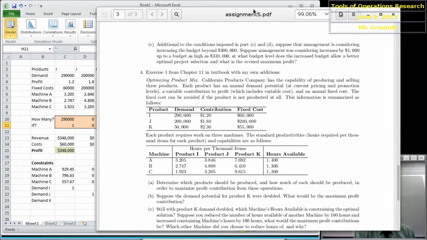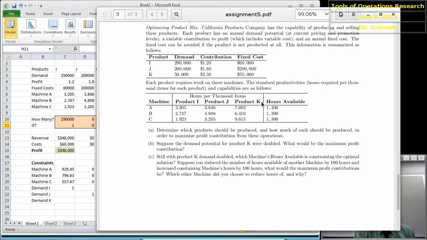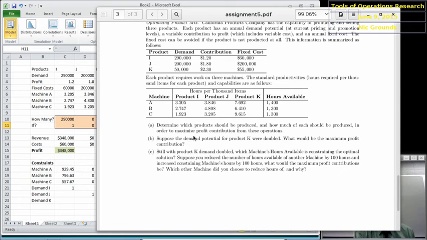All right, so that was assignment 5, exercise 4, at least part A or so. So that was determining which product should we produce. In this case, it was I and K, and how many. In this case, the best was to produce as many as we could, as many as demand would allow. So let's go ahead and talk about part B. Suppose the demand potential for product K were doubled. What would be the maximum profit contribution?